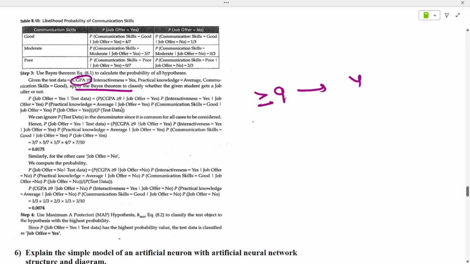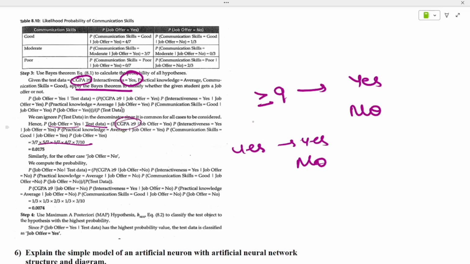How many job offer is yes? How many job offer is no? You have to consider those two. And again, you will take interactiveness yes, and how many job offer is yes and how many job offer is no. That many you will be considering. And here you can see when the job offer is yes and CGPA is greater than 9, you will be getting these values, that is 3 by 7. Total was 7, in that 3, and 5 by 7.